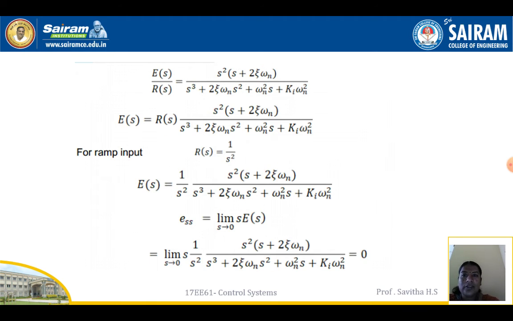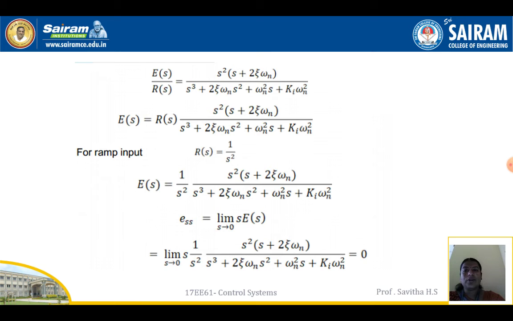E(s) by R(s) is equal to s square (s plus 2 zeta omega n) divided by s cube plus 2 zeta omega n s square plus omega n square s plus Ki omega n square. E(s) is equal to R(s) s square (s plus 2 zeta omega n) over s cube plus 2 zeta omega n s square plus omega n square s plus Ki omega n square.